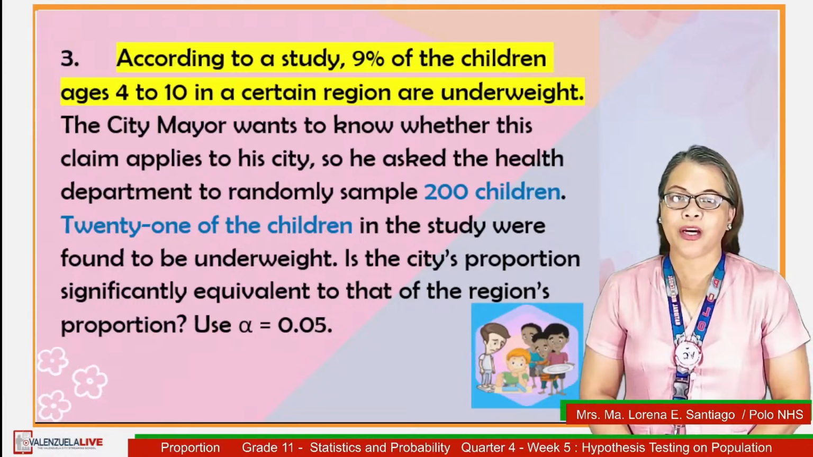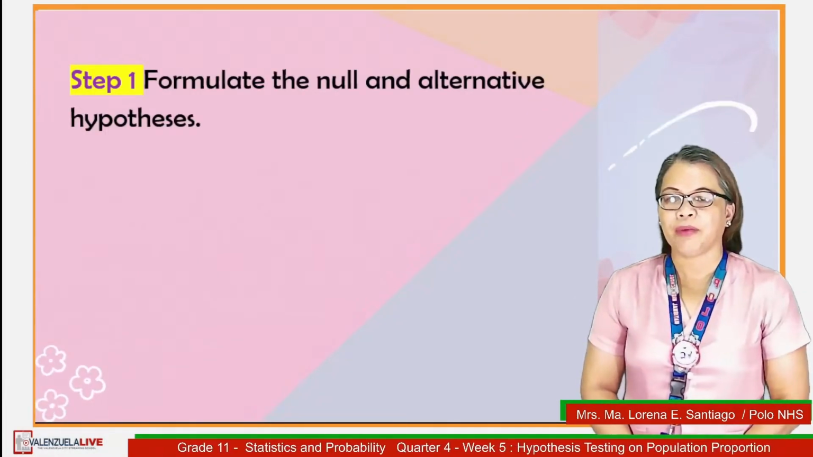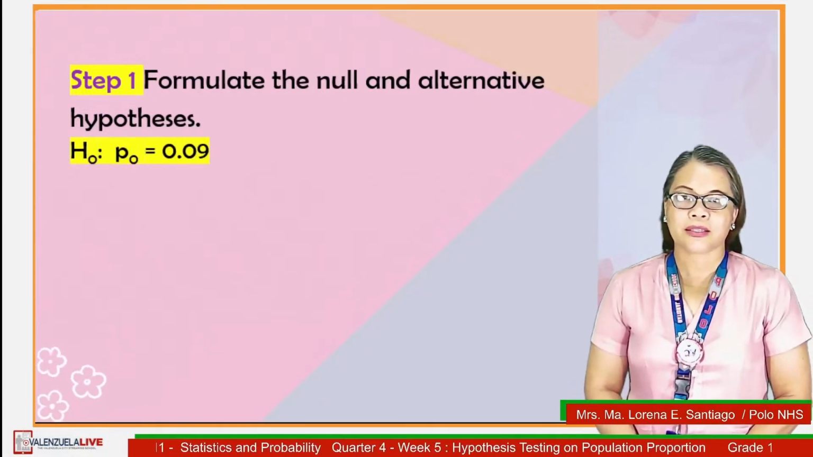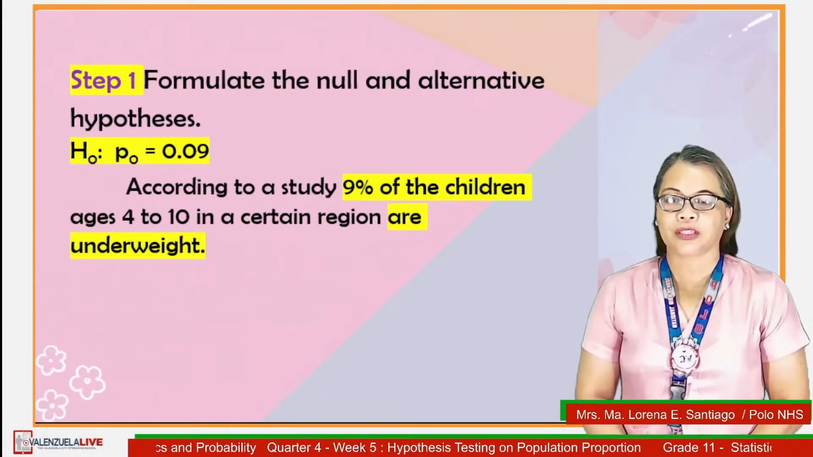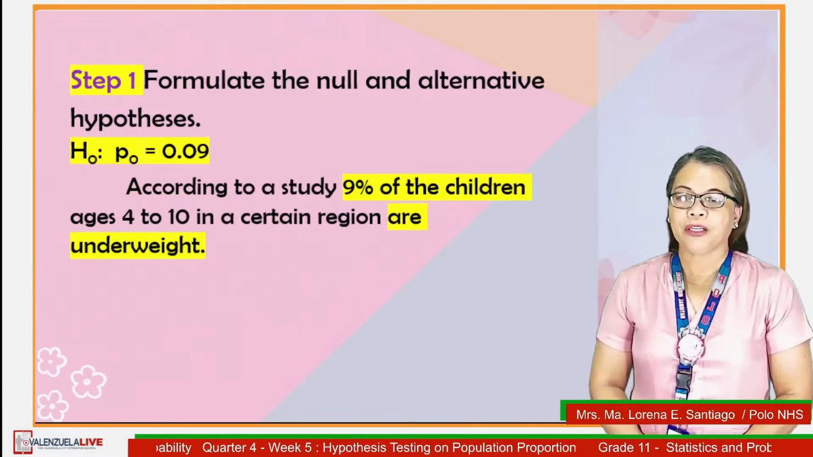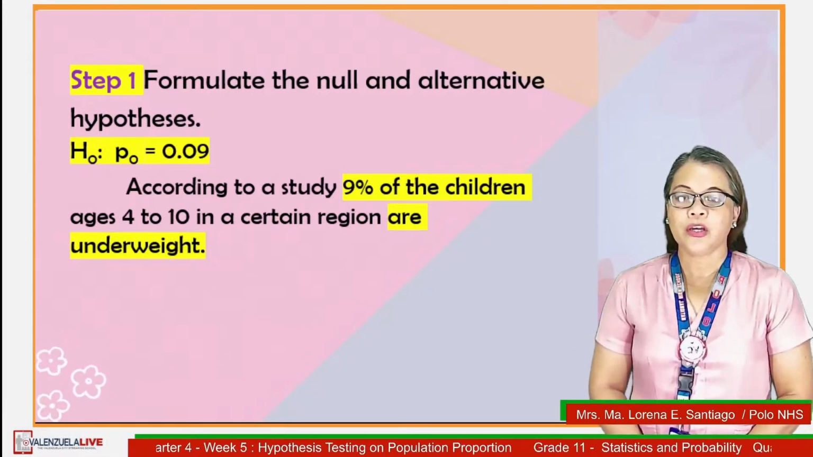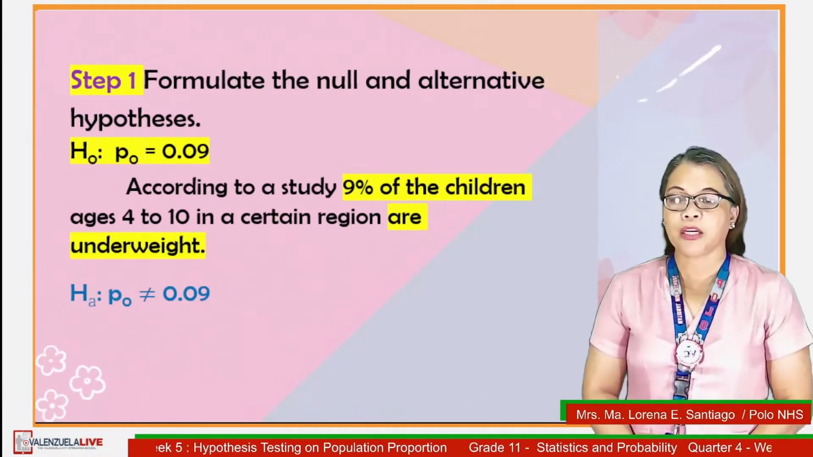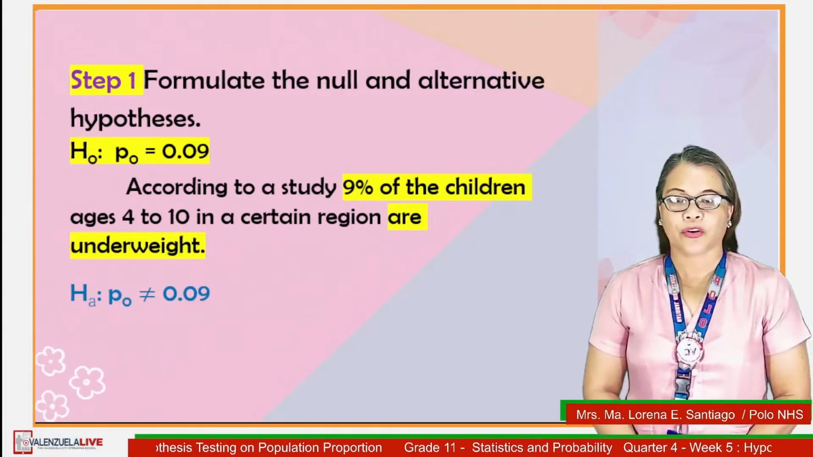So our step 1 again is to formulate the null and alternative hypotheses. From the sentence, according to a study, 9% of the children ages 4 to 10 in a certain region are underweight, we can now have a null hypothesis, which is p sub 0 equal to 0.09. And of course, the alternative hypothesis would be its opposite, which is p sub 0 is not equal to 0.09.